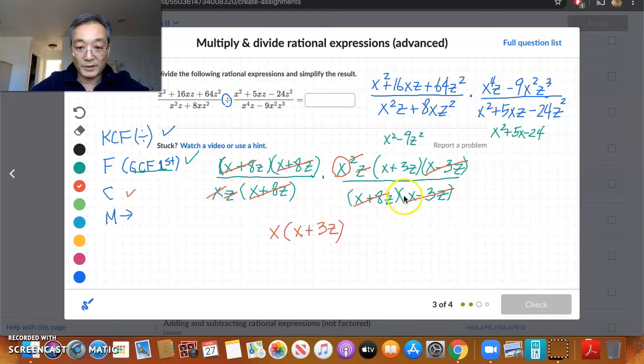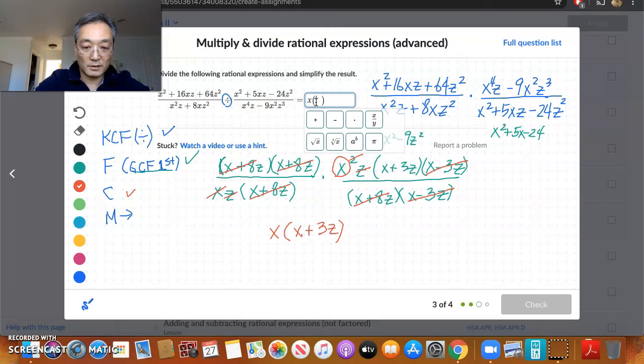Okay, and the denominator I don't think has anything, right? Every term in the denominator canceled out. So let's write that in. We have x times (x plus 3z).